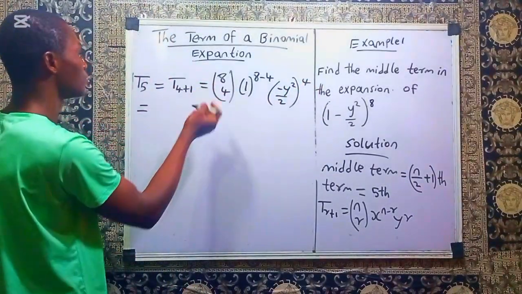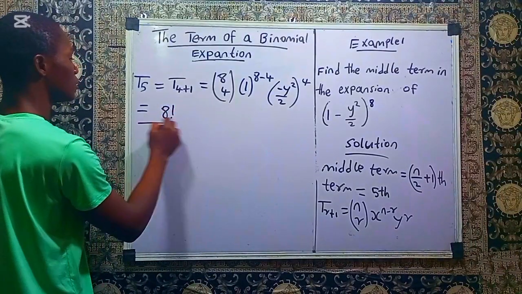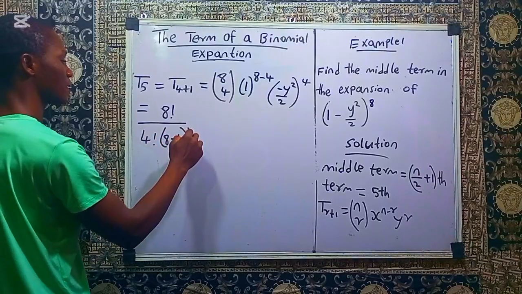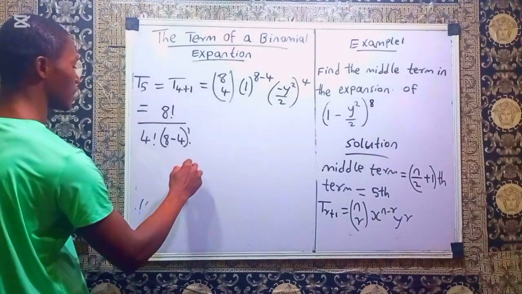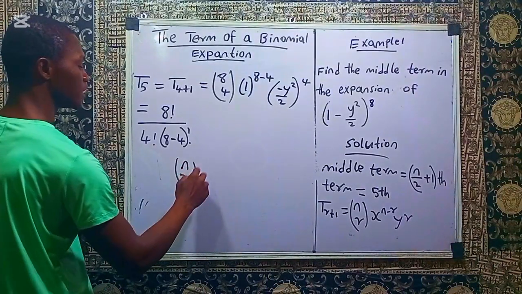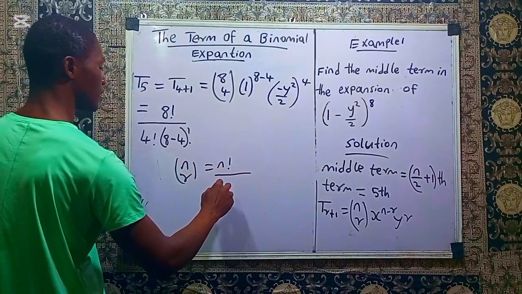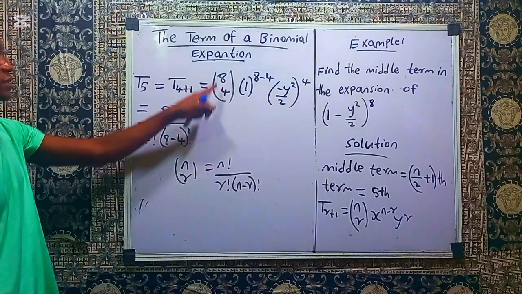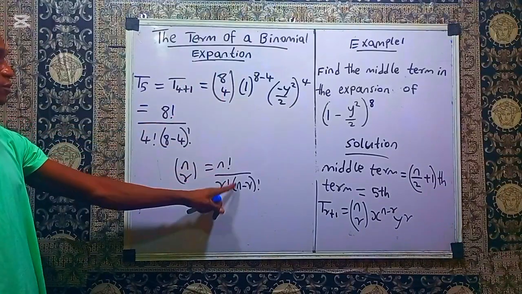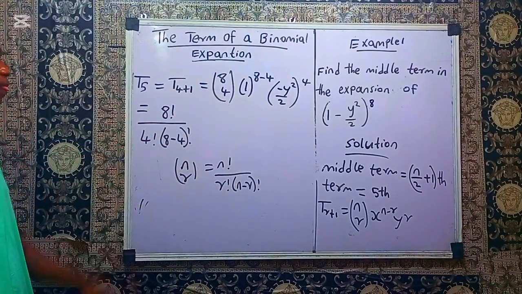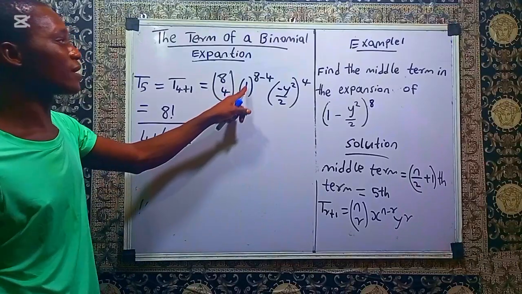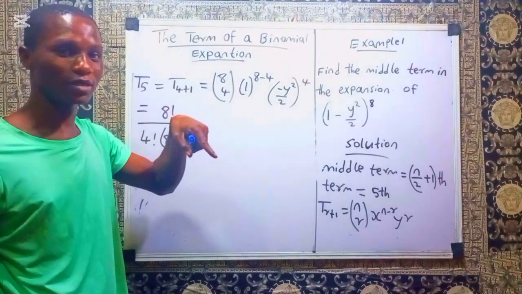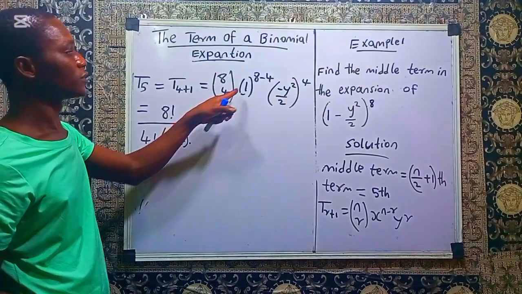8 combination 4 will be 8 factorial divided by 4 factorial times 8 minus 4 factorial. I'm just using the combination formula. n combination r is given by n factorial divided by r factorial times n minus r factorial. So n is 8, r is 4. So this formula is what I use here. Then we are having 1 raised to power something here. If you raise 1 to any power, you are still going to get 1. So this is 1.